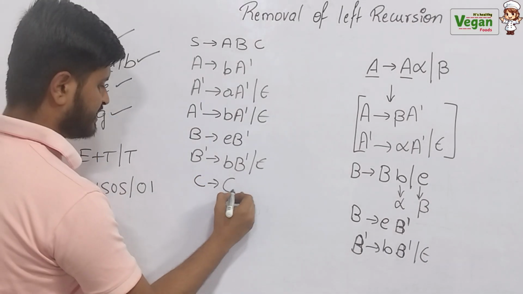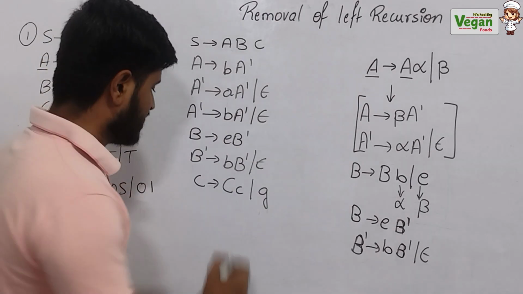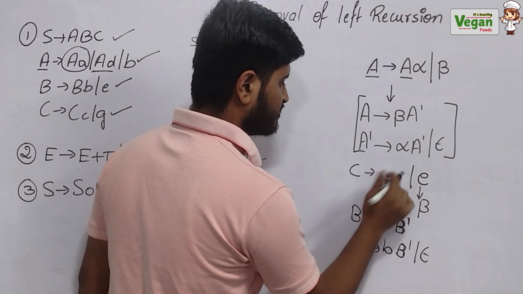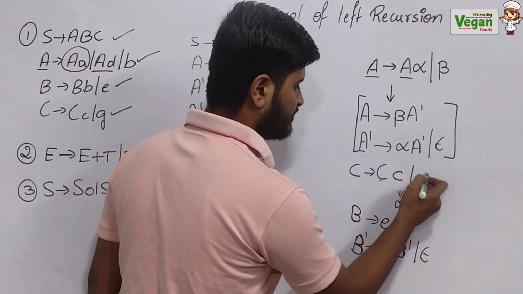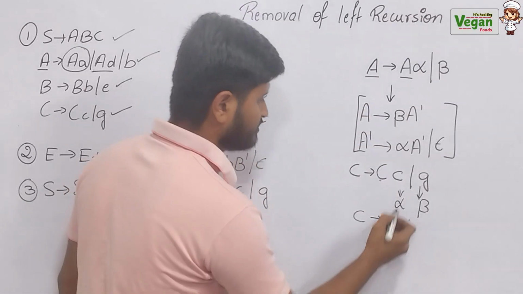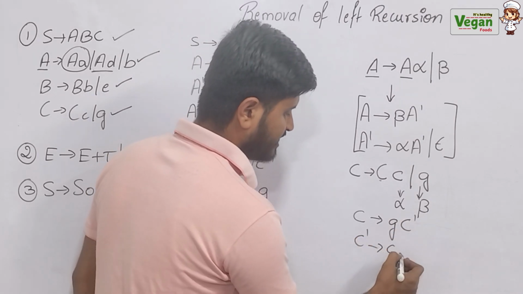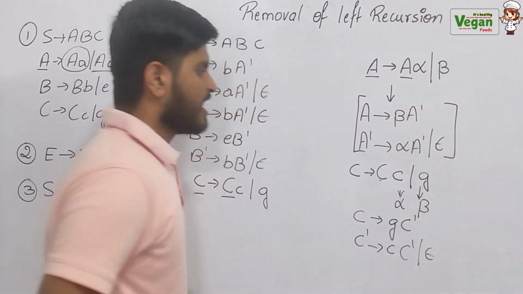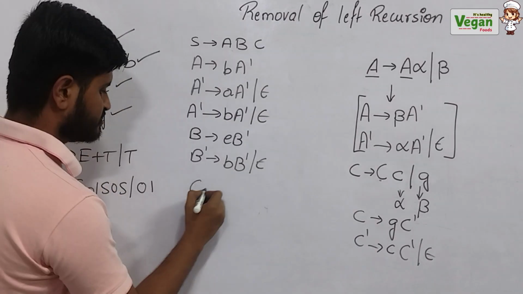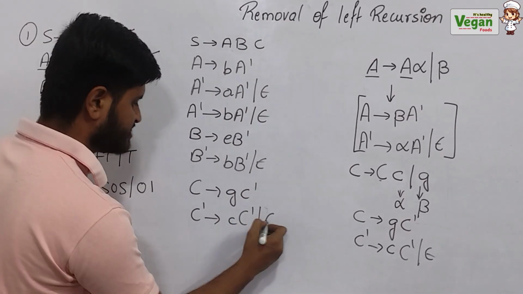So C producing capital letter C, small letter c and small letter g. G is not having the left recursion, but capital letter C is having the left recursion. So to remove it, C producing capital letter C, small letter c and beta value will be of g. So you must write it in the format like this. C producing beta value, small letter g C dash, C dash producing small letter c C dash slash epsilon, because alpha value is small letter c. Instead of this one, copy these two. C producing g C dash, C dash producing small c capital C dash slash epsilon.